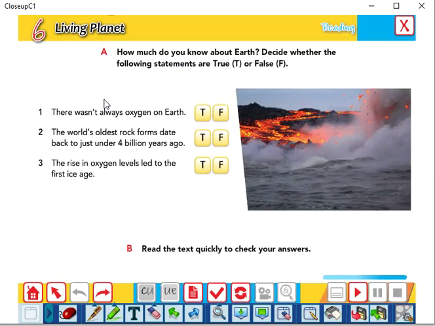To see how much you know about Earth, you are going to read the following statements and then decide whether they are true or false. Number 1. There wasn't always oxygen on Earth. It's false. There was always oxygen on Earth. Number 2. The world's oldest rock forms date back to just under 4 billion years ago. True. 3. The rise in oxygen levels led to the first ice age. Yes, it's true.